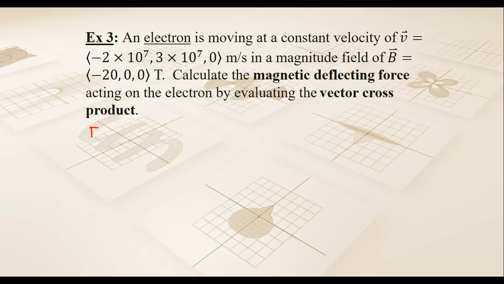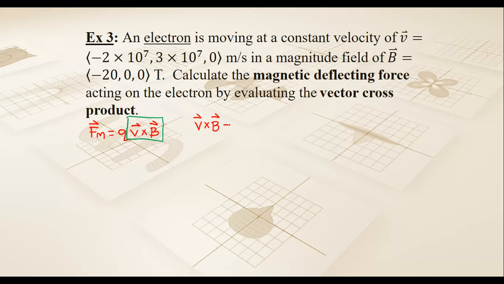Fm, we know, is equal to Q, and then V crossed with B. The vector cross product that I'm concerned about here is just this part. This is the part where we have to worry about the vector cross product. So let's write this out in an actual grid. We're going to write down the cross product of V and B.